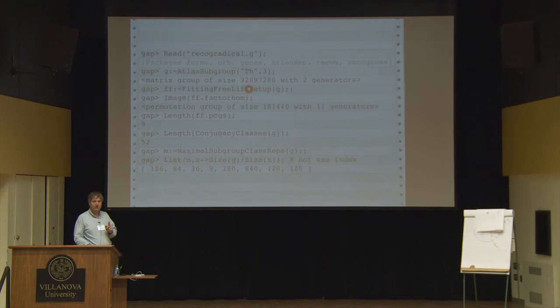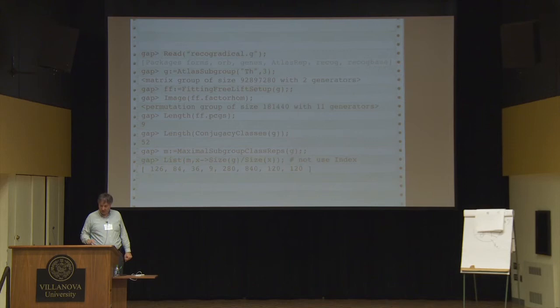You don't want to calculate action on vectors over, yes, it's over GF2, I think, but you still don't want to calculate orbits on vectors. I'm calculating this function fitting free lift setup, which eventually should be hidden automatically, will calculate all these data structure things. And now I have a homomorphism onto a permutation group. I think this is just A9 or something. No, it can't be A9. It's just an alternating group. I have a polycyclic generating set for this solvable radical.